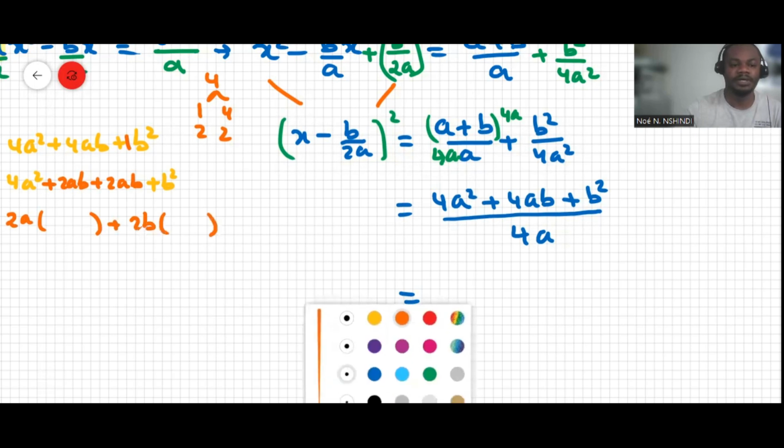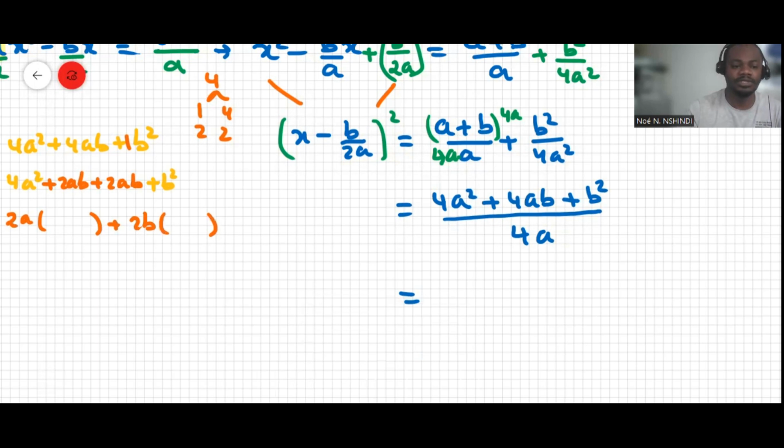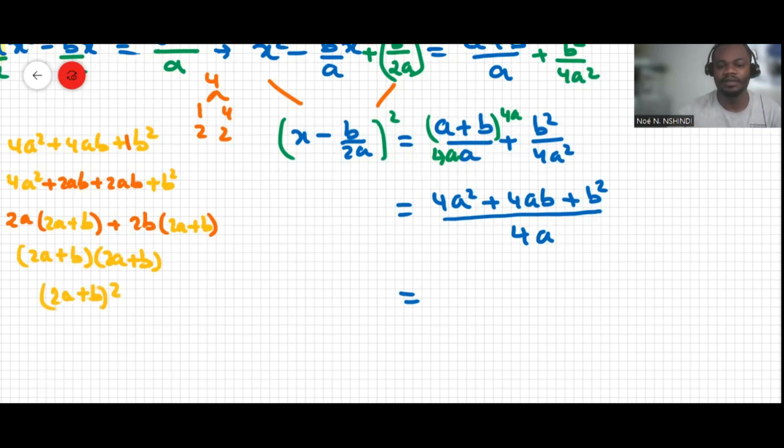So this will be, if I take 2a as a common factor, 2a plus b, and there it's going to be 2a plus b also. Now we have factors of 2a plus b, which is just 2a plus b to the power of 2. So this is 2a plus b to the power of 2 all over 4a squared, which is also 2a to the power of 2.